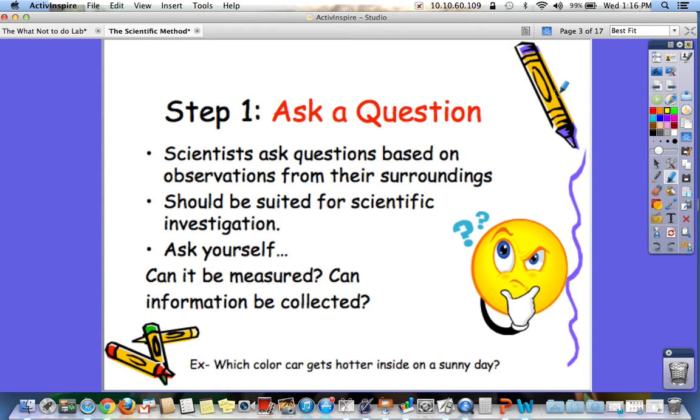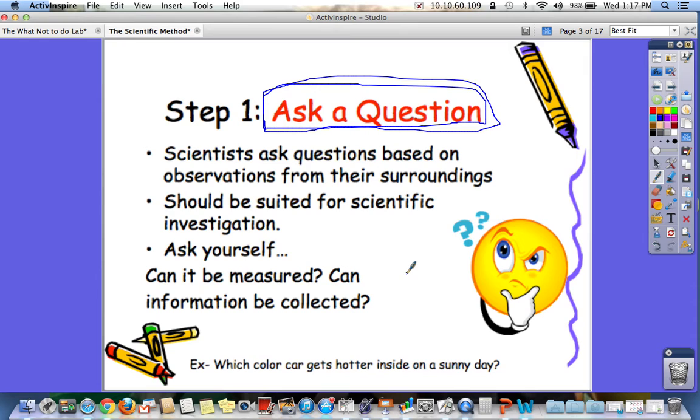The first step of the scientific method is that you would ask a question. That question could be based on many things, but generally it's observations that you make. Most of us get up every morning and we probably ask the question, I wonder what I should wear today. So most of you start out your day on step 1 of the scientific method. You ask what you're going to wear today, and then you've got to try and figure out, is it something that could be measured or is there some information that I can collect?